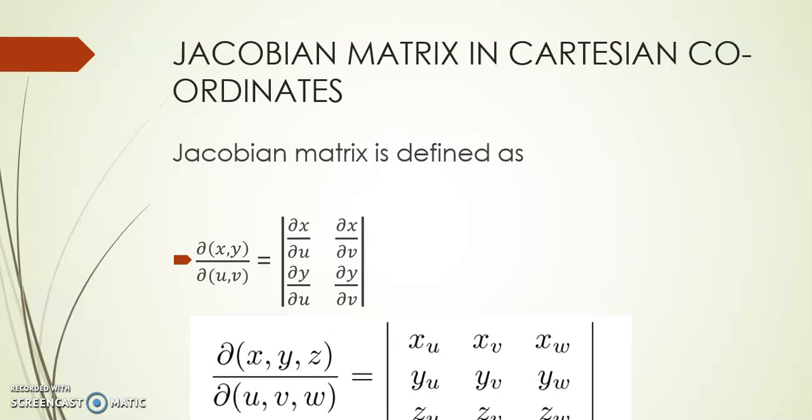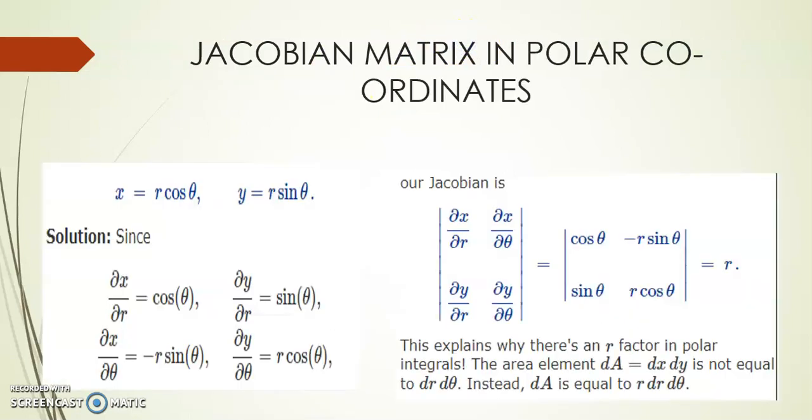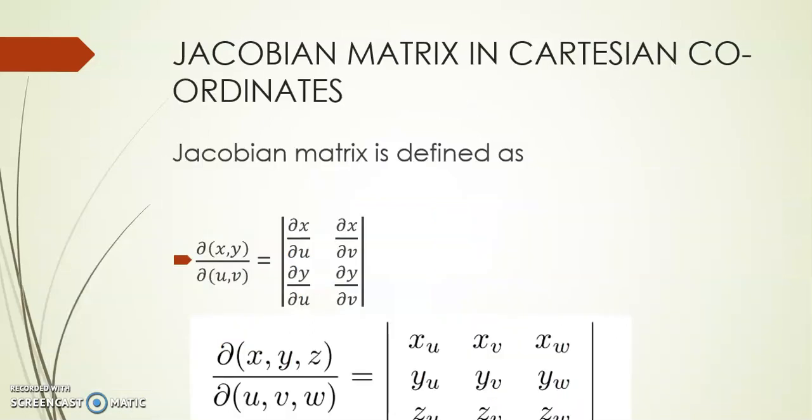So let's start up with defining a Jacobian matrix. We have two cases, Jacobian matrix in Cartesian coordinates and Jacobian matrix in polar coordinates. First let's start up with Jacobian matrix in Cartesian coordinates.